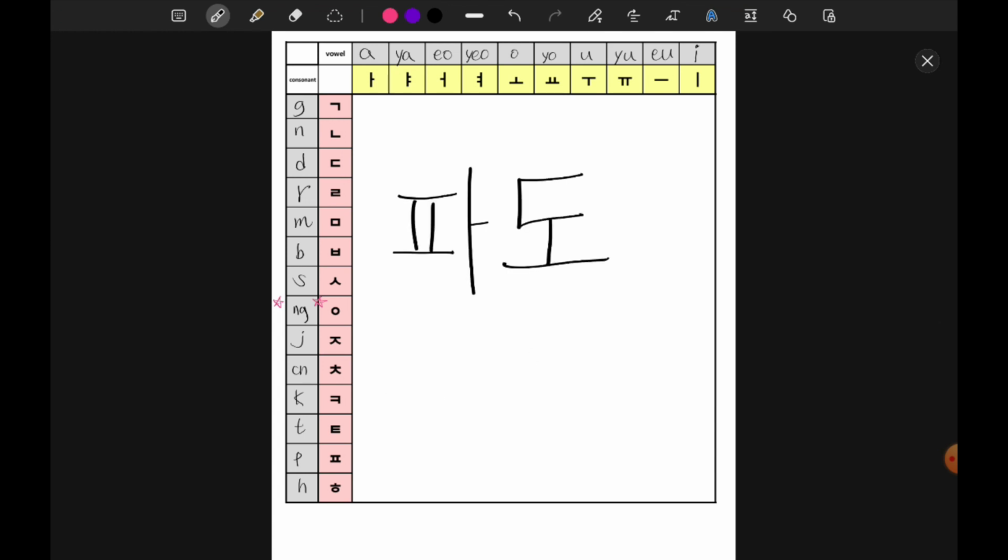Now I'll give you time to try reading it yourself first. Can you read it? Okay, let's read it together. 푸, 아, 파. And this, 드. And this vowel, O, is placed underneath the consonant. So can you read this? 파, 도, 파도. It means wave.